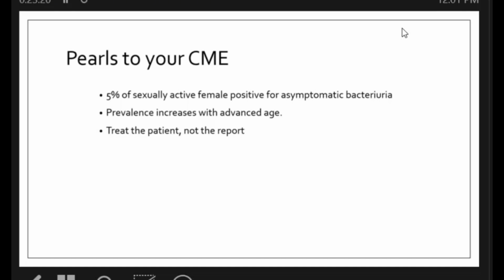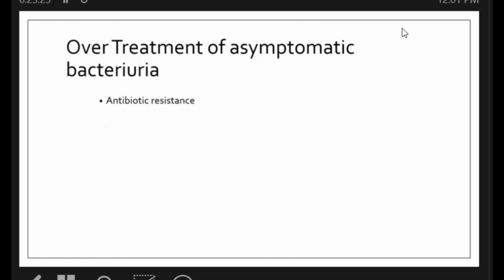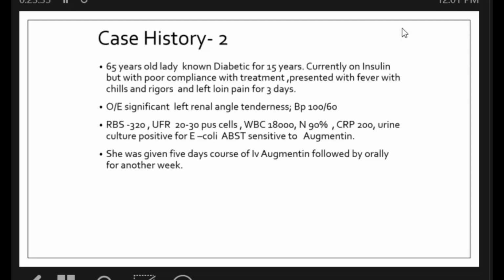If you treat this type of patient, they get more harm than benefit. Most of the time, overtreatment of asymptomatic bacteriuria results in antibiotic resistance. Usually, to diagnose asymptomatic bacteriuria you need 2 consecutive urine samples, with pyuria, and we have to demonstrate a positive culture. But in men, asymptomatic bacteriuria is not that common. Even a single culture with asymptomatic pyuria is enough to diagnose it.